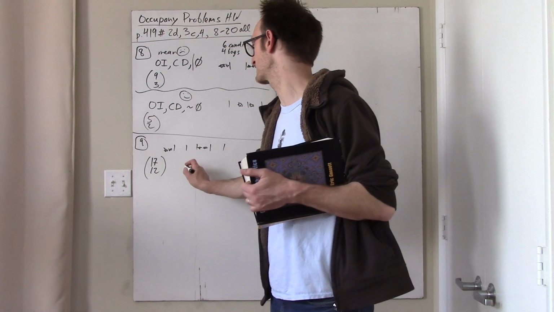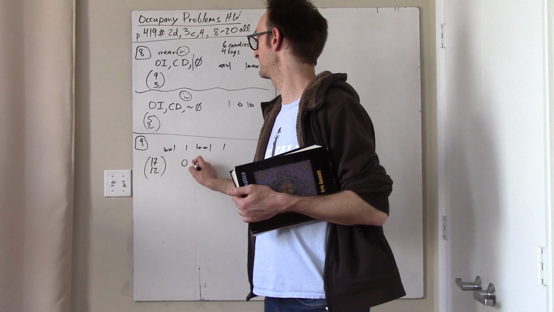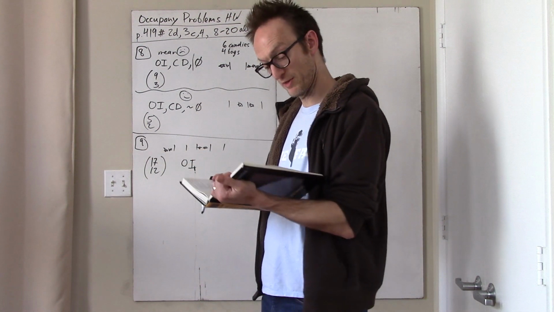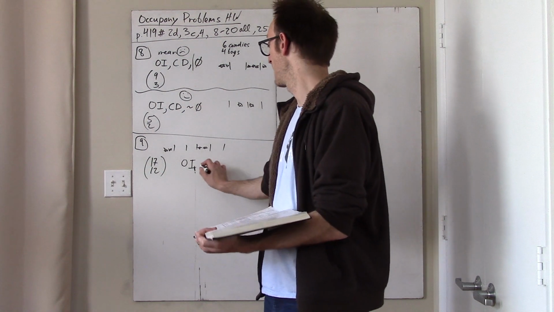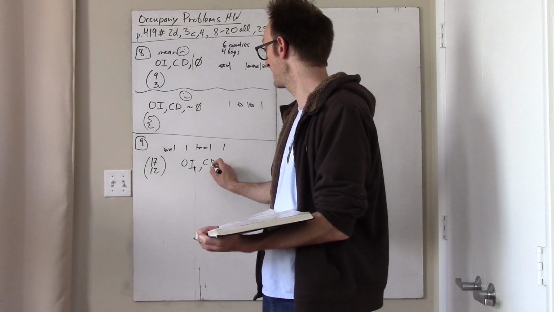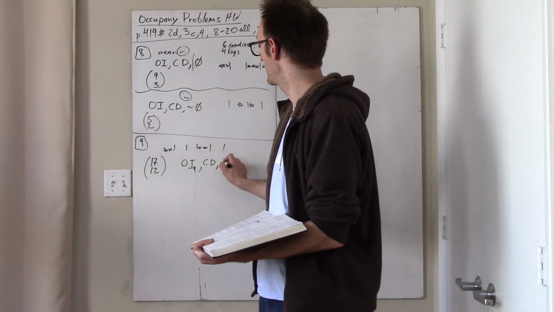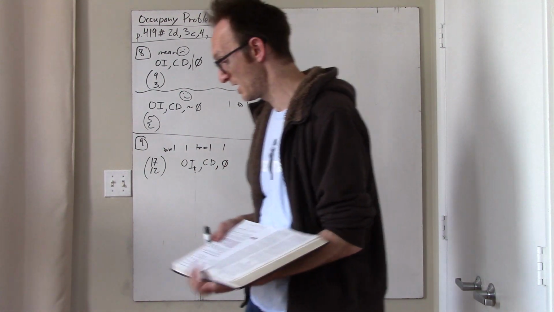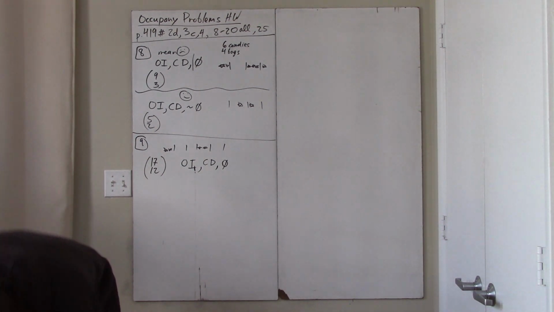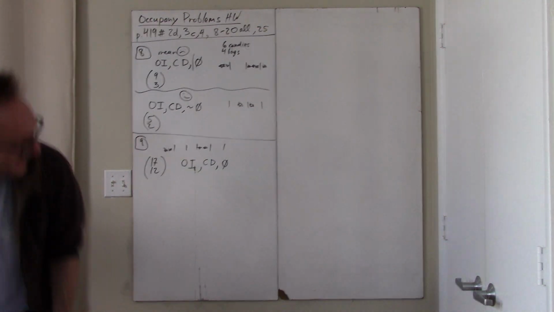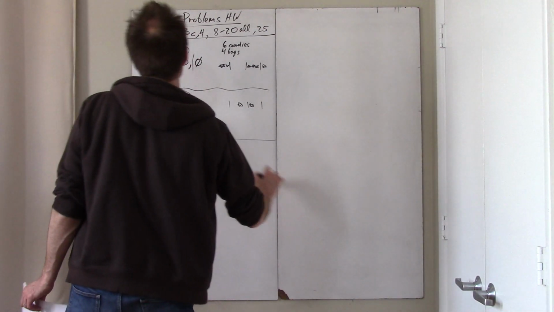Well, what is this? This is an objects indistinguishable, because the Girl Scout cookies are all the same, identical boxes. Containers are distinguishable because the relatives who are going to be receiving the Girl Scout cookies are different from each other. The empty set is certainly permitted because, as he says, a relative may decline the offer. Okay, good. So still nothing new.